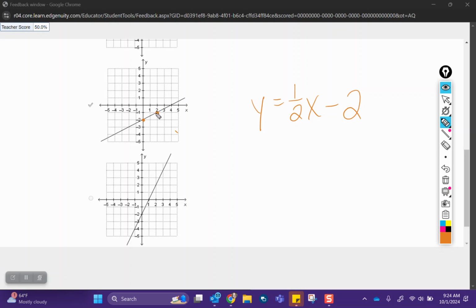If I land on the line, it's correct. Up 1, over 2. So there it is. And I'll just show you on this one, if I go up 1 and over 2, oh, I'm not on the line anymore. So this one does not have a slope of 1/2, and that one does.